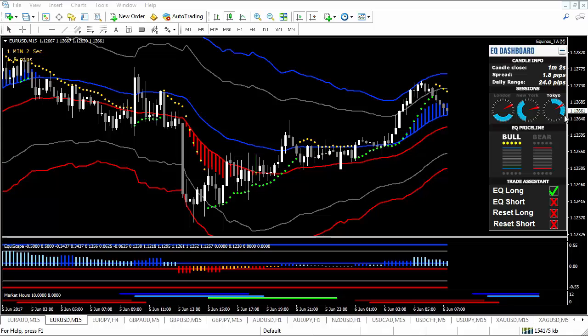So we are looking for a little bit more Asian play. And then after that, we are going to see that London takes over and then New York. But right now, Tokyo is highlighted. This is the only session in play. So from there, we can determine whether or not certain currency pairs are something we want to trade, or maybe we don't want to trade.